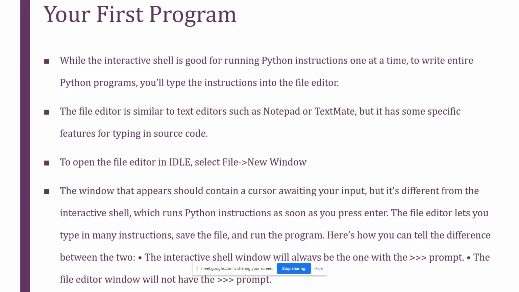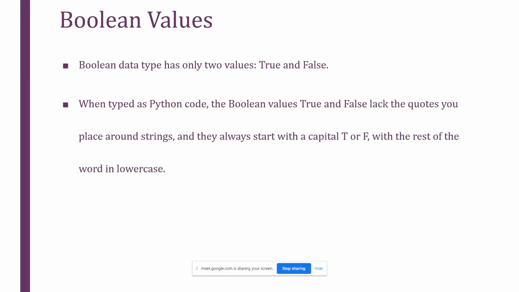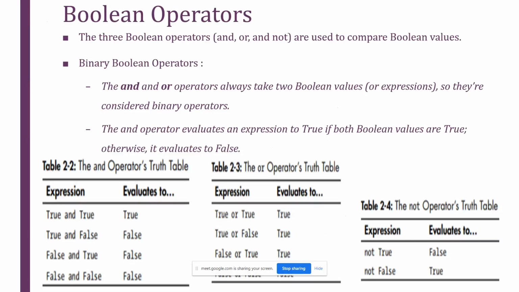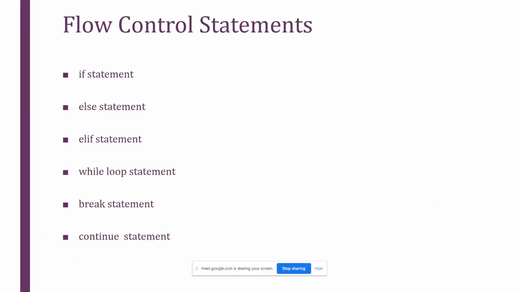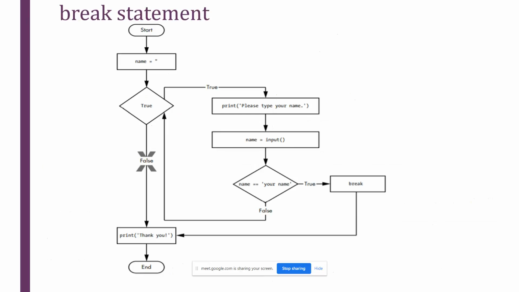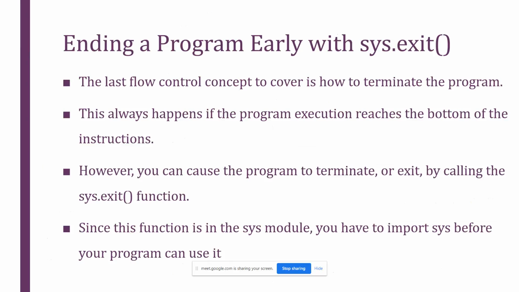Your first module has 3 chapters. The first chapter is Python basics, and we are done with that. In the second chapter we saw flow control. Under that we saw some flow charts, boolean values, comparison operators, boolean operators, and how the different statements execute, also looping statements. Then we saw how to import a module. This is the second chapter of the textbook, which comes under flow control.